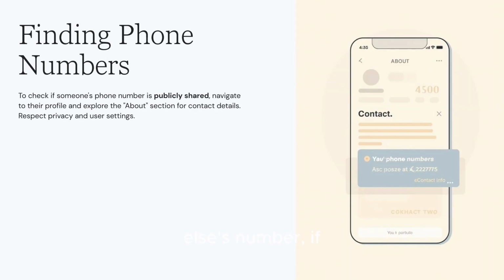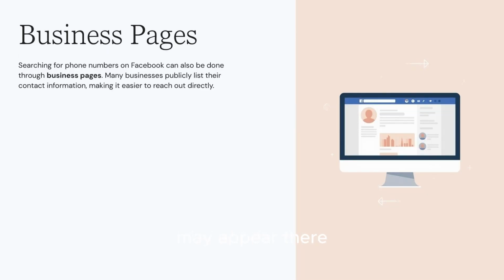To find someone else's number, if they have added it to their public profile, go to their profile, click About, then Contact and Basic Info. If they've made their phone number public, it may appear there.